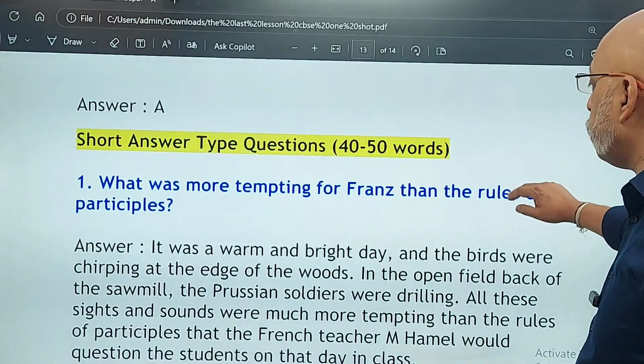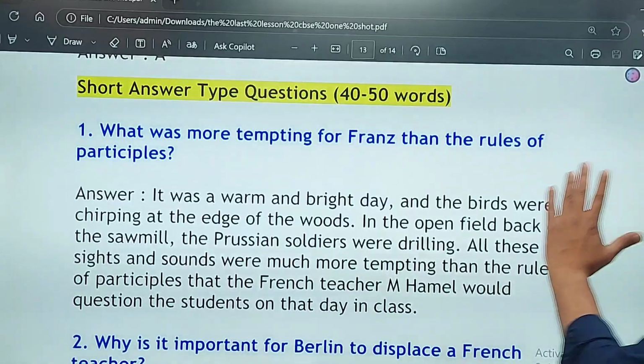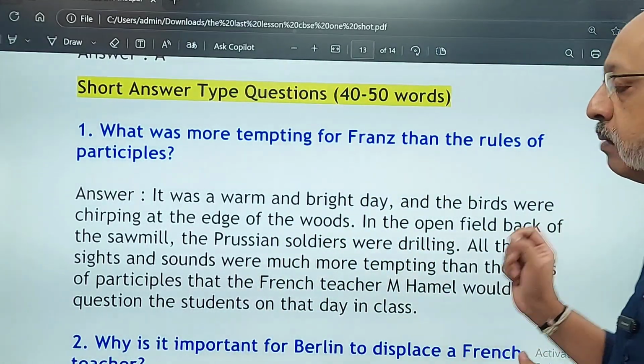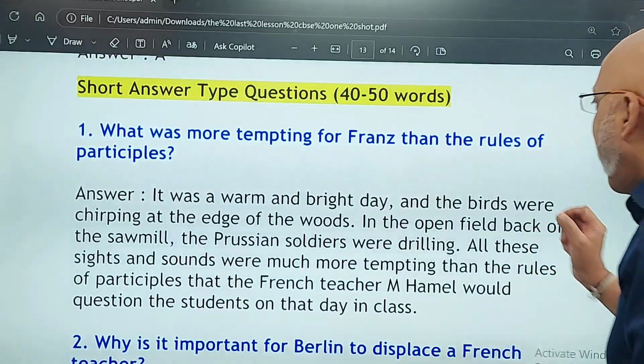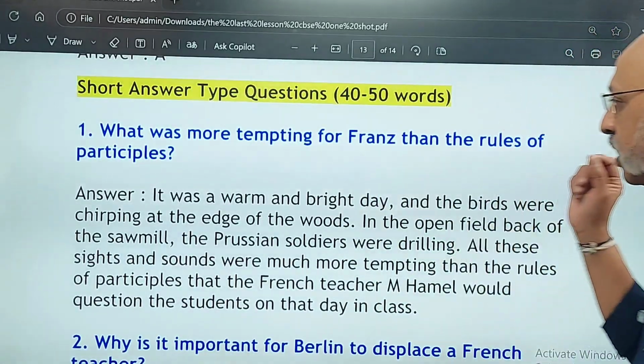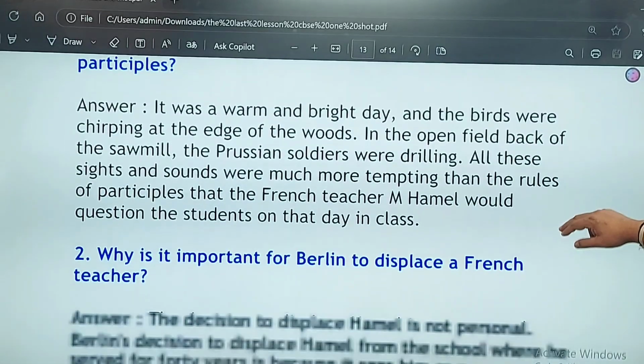What was more tempting for France than the rules of participles? You can take a screenshot. Now this is a recall question that expects you to remember each and everything. And if you see, I have quoted from the text. So the more you quote from the text, the better chances of you scoring those 2 marks straight away. So you talk about what were the birds doing, the Prussian soldiers, the sights and sounds, and why he found all that very interesting.